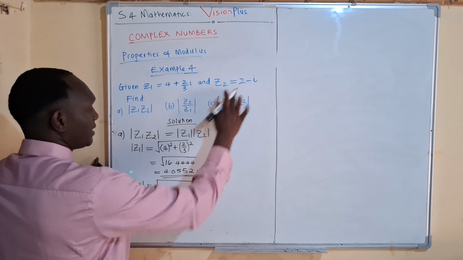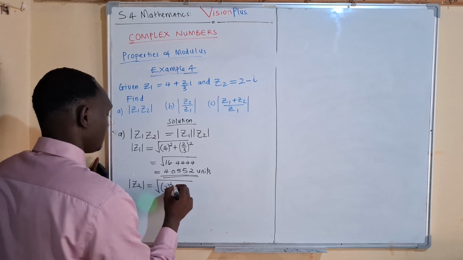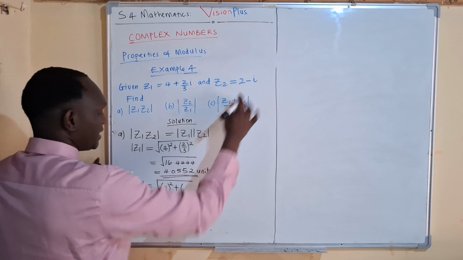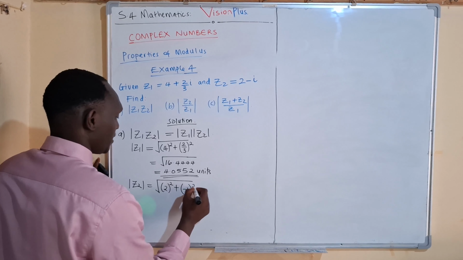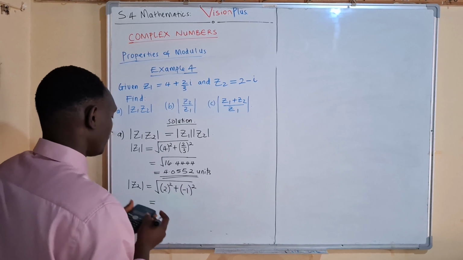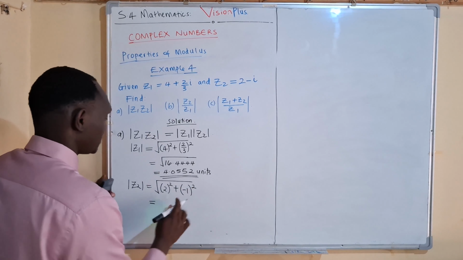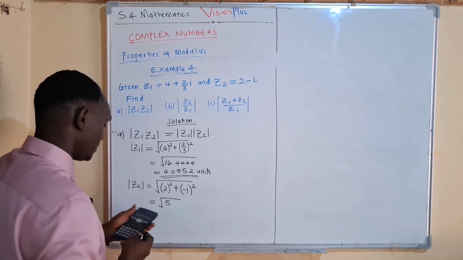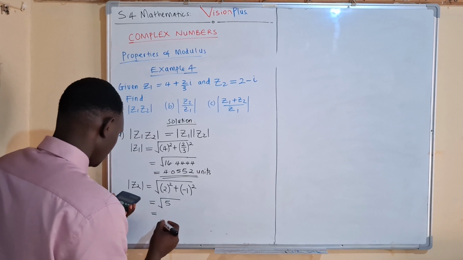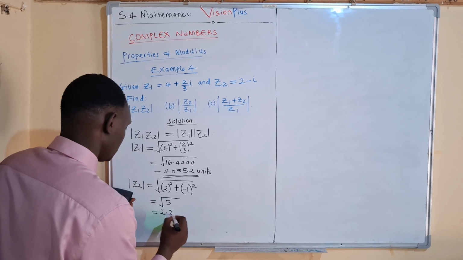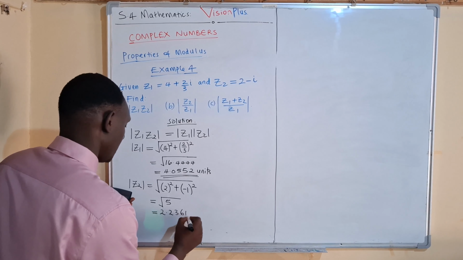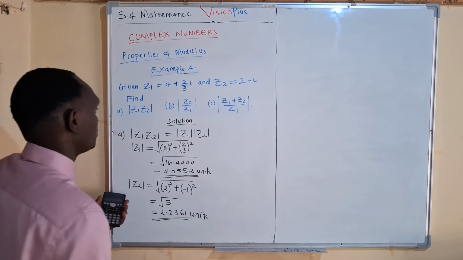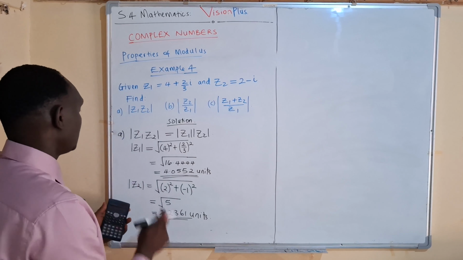And then you go on and find the magnitude of Z2 by a similar method. For Z2, the real part is 2, that is x, 2 squared, plus the imaginary part. The coefficient of the imaginary part is -1. Then you square it. What is 2 squared? 4. 4 plus -1 squared, that is 5. And then you find the square root of 5, 2.236 units. This is the magnitude of Z2.